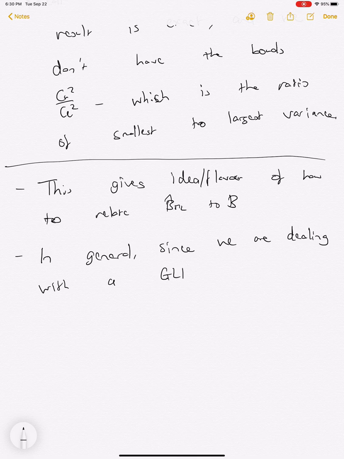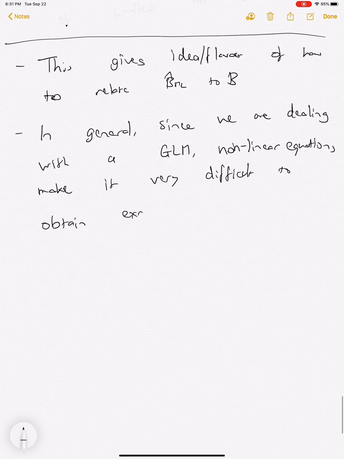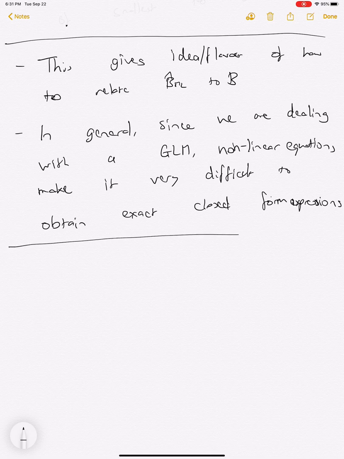Since we're dealing with a GLM, nonlinear equations make it very difficult to obtain exact closed form expressions. Okay, so this is not something that you're going to have to do in the homework. I just wanted to show you how it's done, roughly, so you can get an idea of how you might relate the maximum likelihood estimate to the true parameter, because that was not something we'd really covered earlier on.